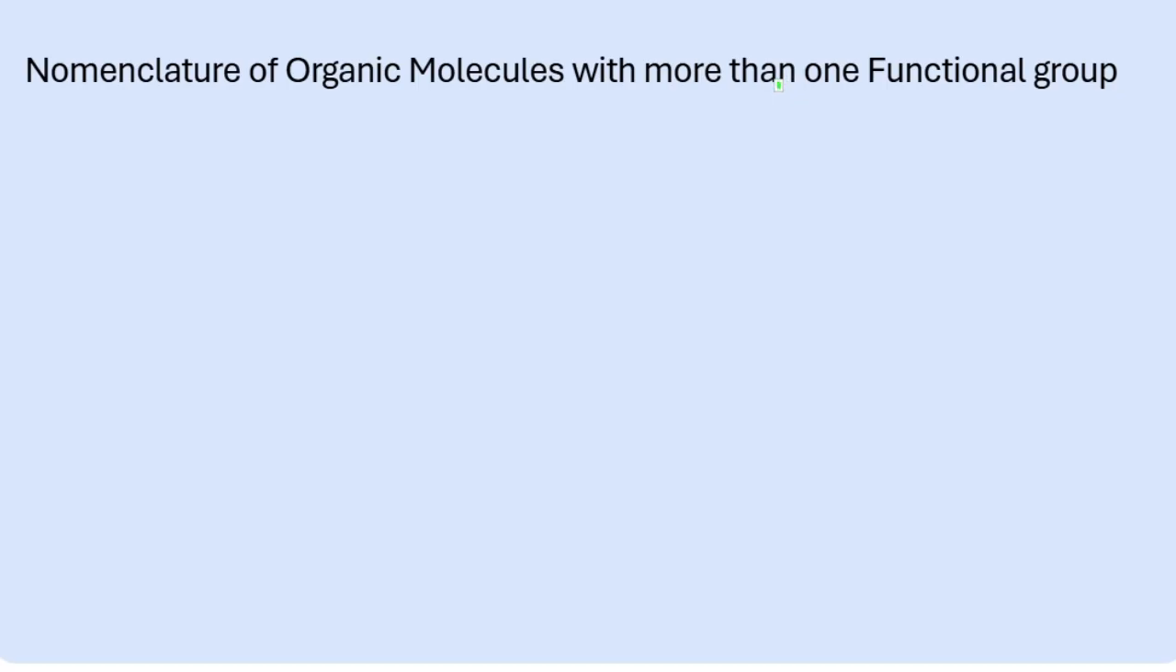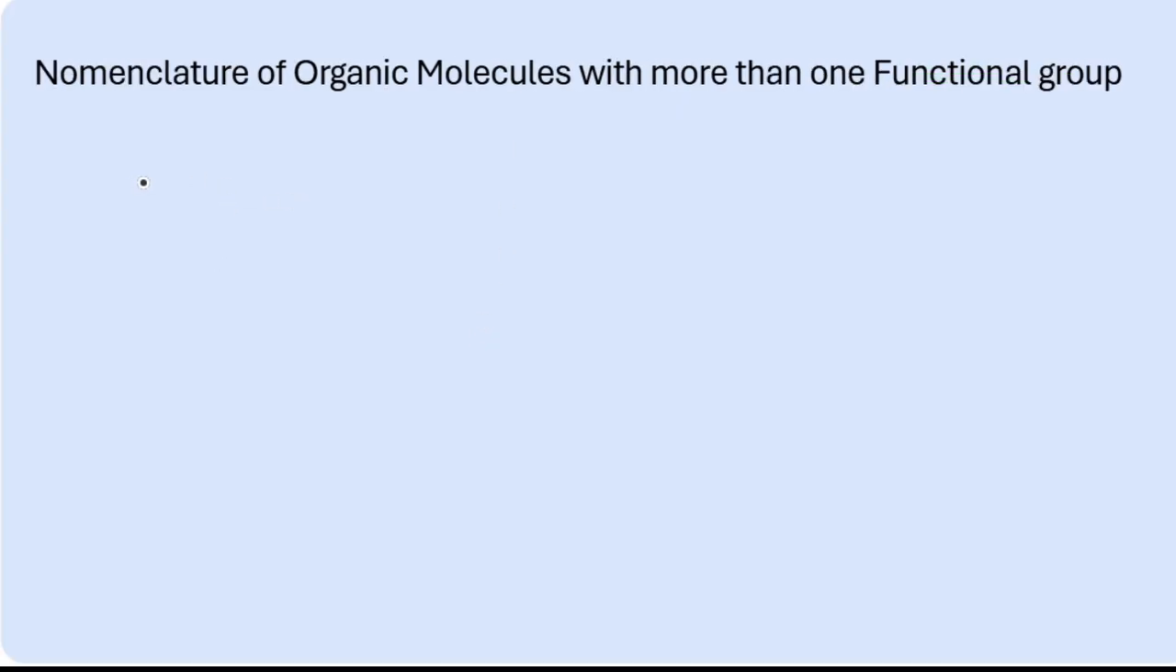In today's video, I'm going to explain how to name the organic molecules with more than one functional group. That means we are going to name bifunctional and polyfunctional group molecules. This is one of the important topics in organic chemistry and many students have problems with this particular topic. So let's deep dive into this topic.